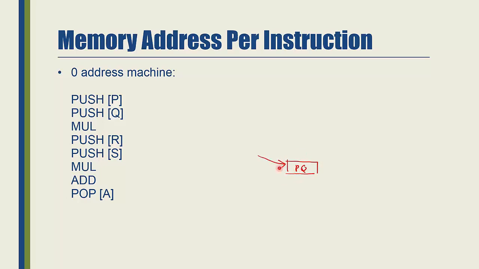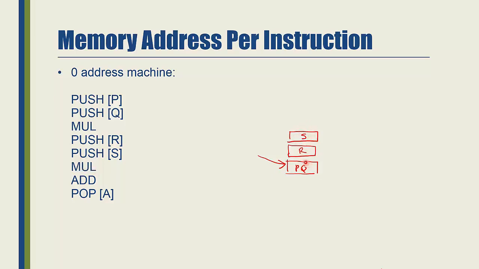Then the next operation we need to do is to perform the multiplication between R and S. So we push R on top of the stack now. Next we push S. And the next is to put the operation of mul. Now the two top elements on the stack are S and R. So the mul operation will perform multiplication between these two top operands.